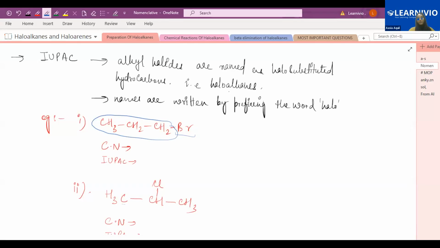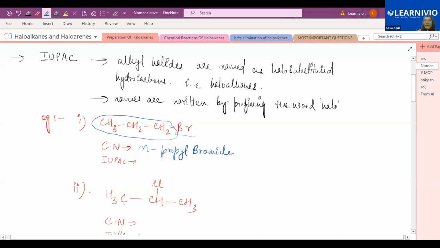Yes, you have to make notes along with me also. First try to understand the concept, after that make your notes. And this straight chain is a normal structure, right? So for normal we write n-propyl bromide, n-propyl bromide.